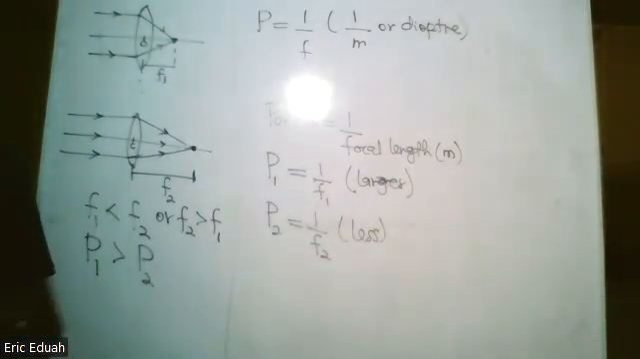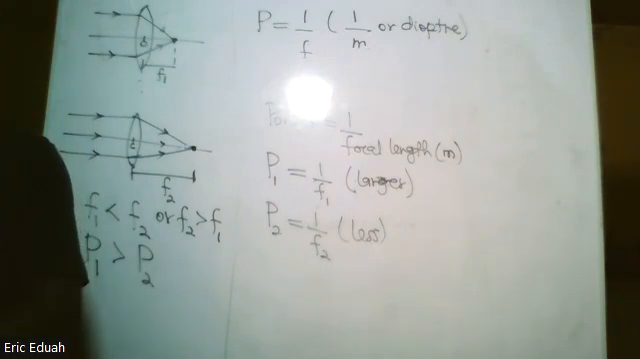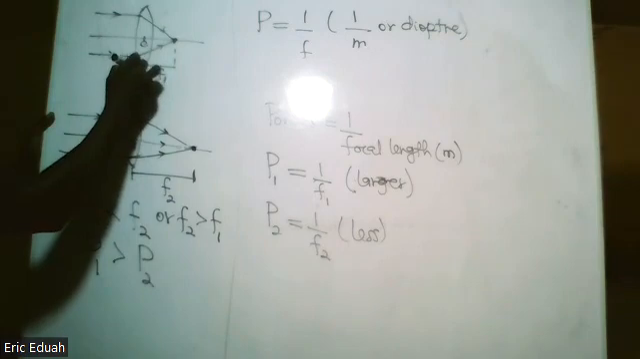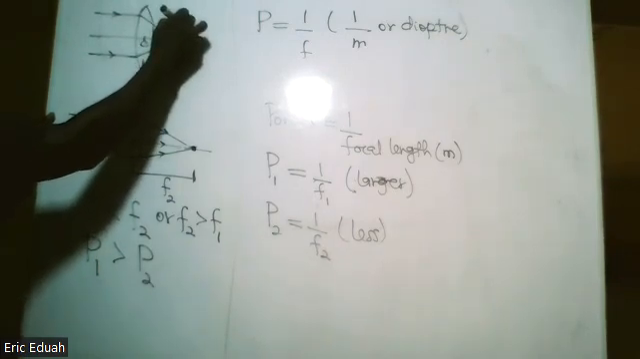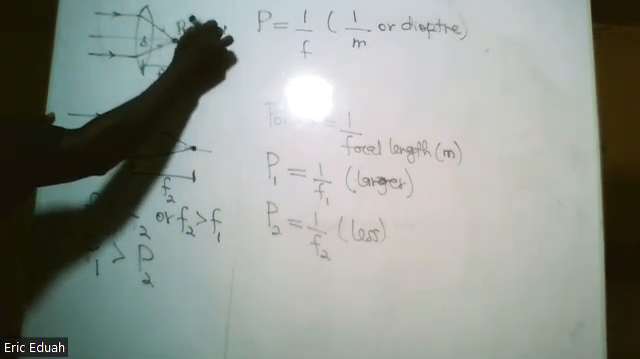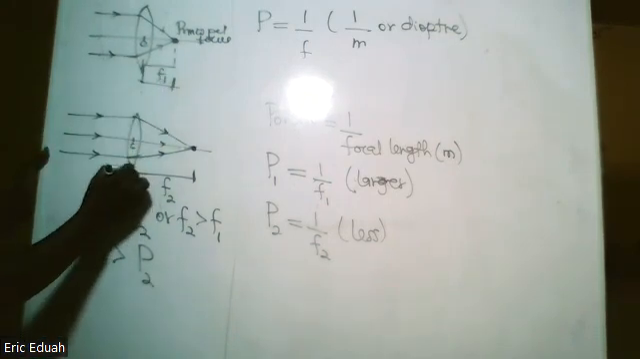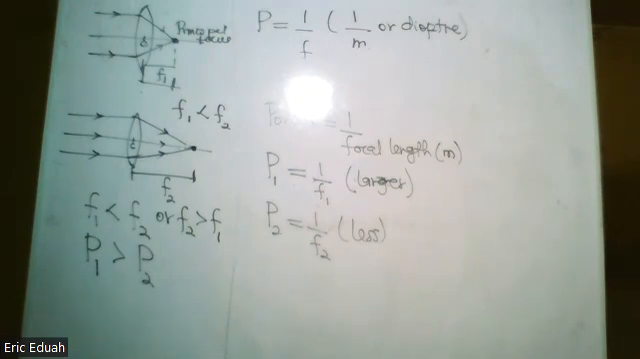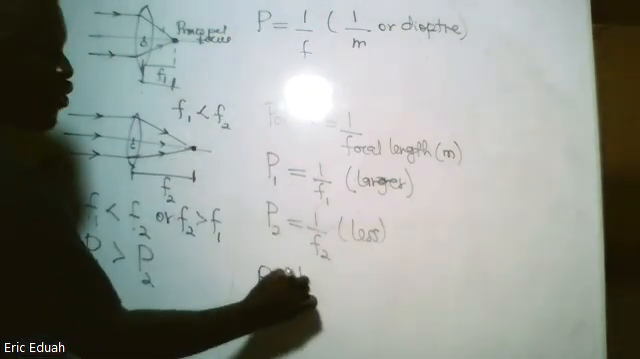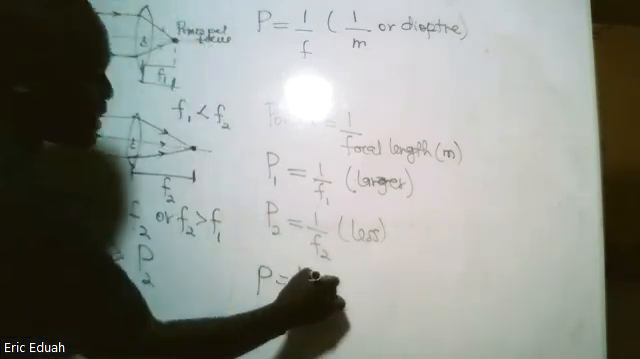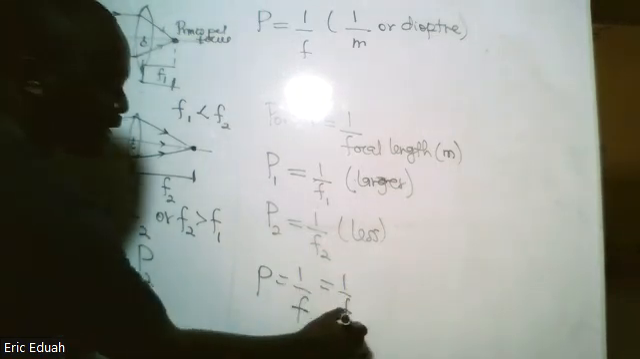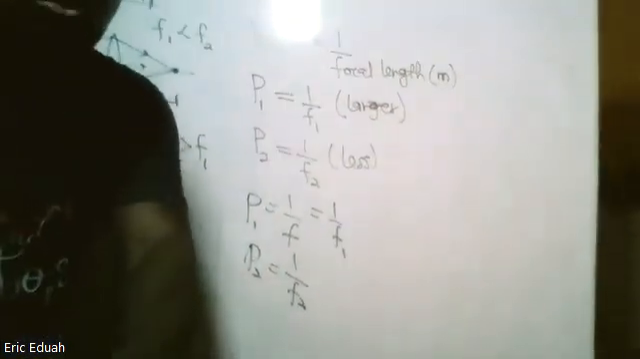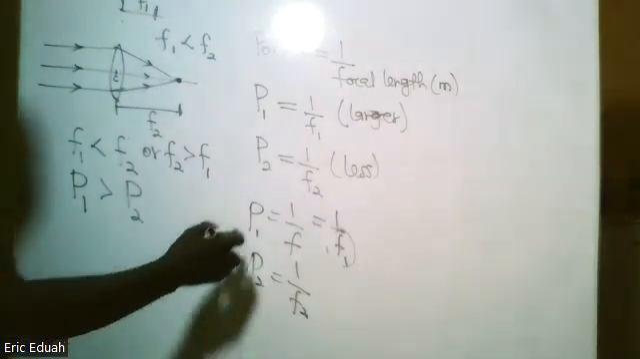Please, can you explain why P1 is larger than P2 again? You see, when you look at the drawings over here, this is from the optical center to the principal focus. This distance is less than this distance. So F1 is less than F2, or F2 is greater than F1. But the power of a lens is given by 1 over the focal length. So P1 is 1 over F1, and P2 is equal to 1 over F2. F1 is less than F2, and because the denominator is less, the whole fraction will be greater than the other one.